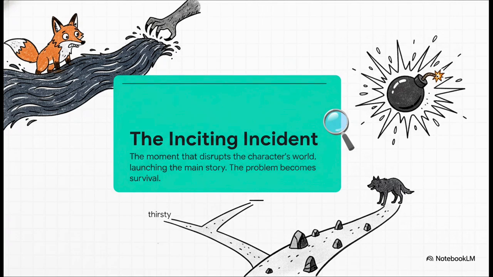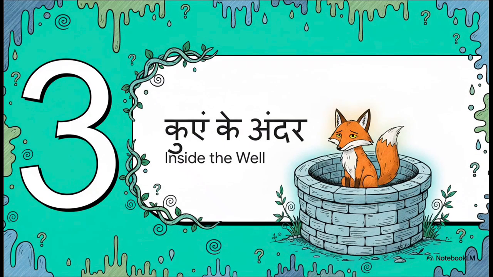The fox's problem is no longer about just being thirsty. Suddenly, it has become about pure survival. Which brings us to the next chapter of our story, inside the well. This is her new reality, a place that's going to be defined by a whole new central conflict.